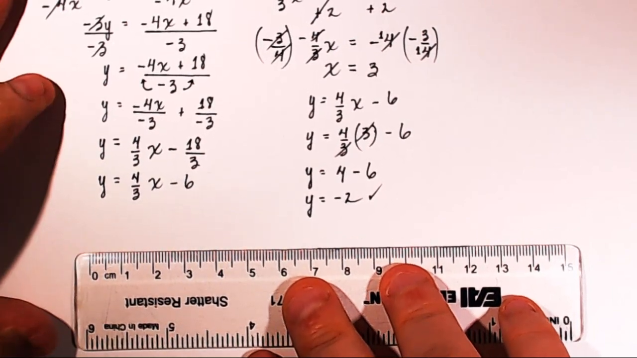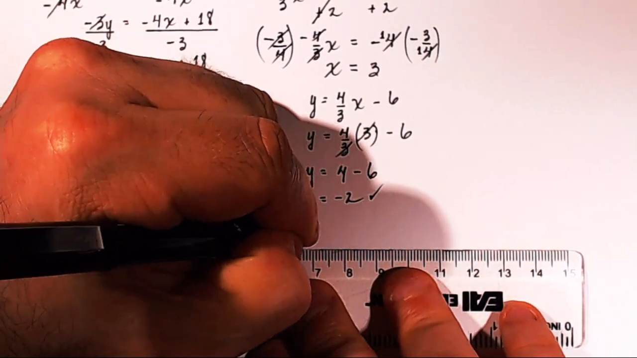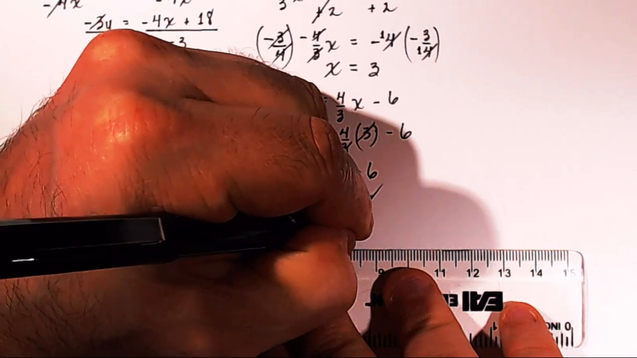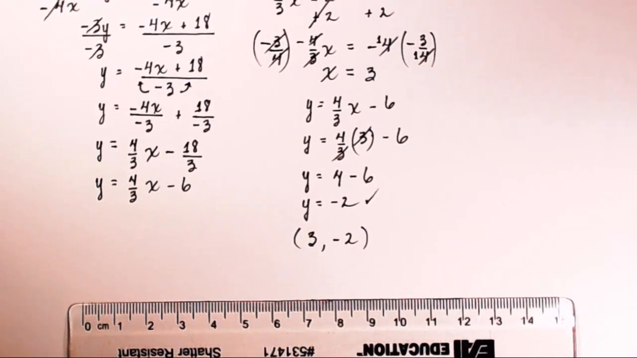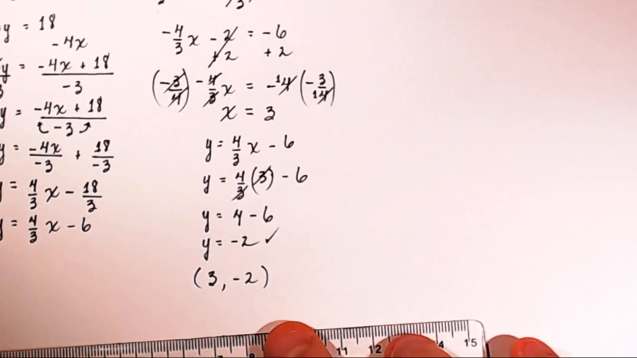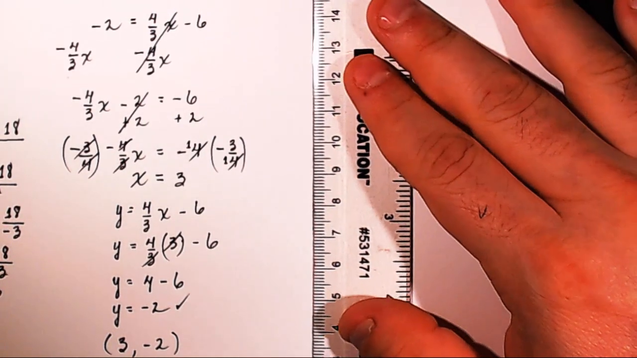So let's see what I know. I know that the solution to my system is the x value I found of 3 and the y value I found of negative 2. Right, that's the intersection point of those two lines, which we are now going to graph. Okay, now you should be using graph paper, but I'll just draw one.